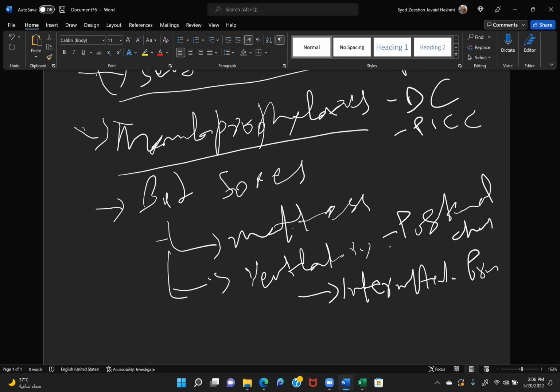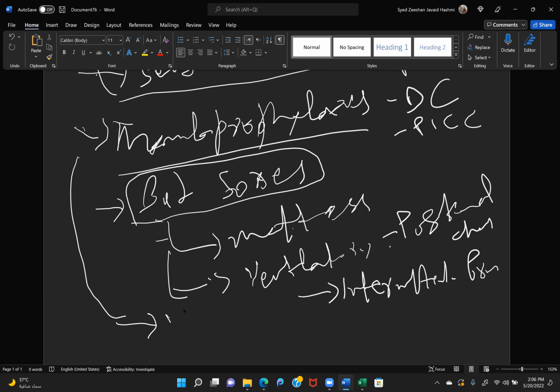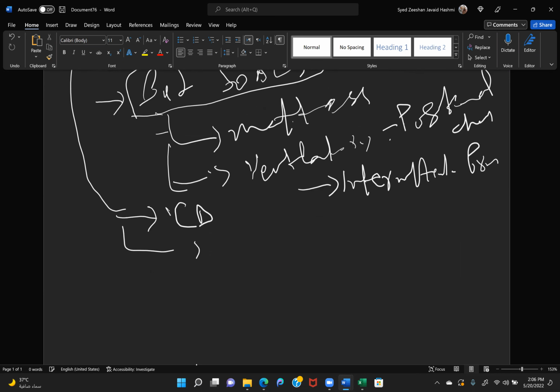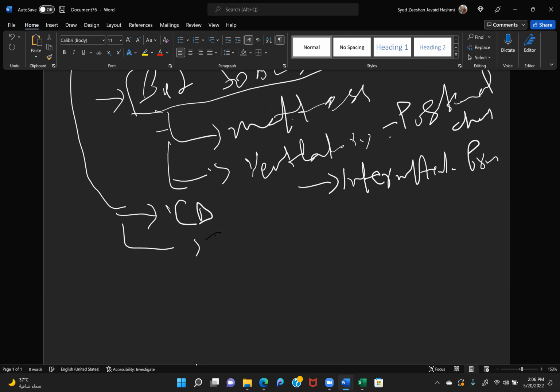And if bed sores are developing, immediate involvement of the respective team to handle them. Bed sores are a big source of problems related to ICU patients. So care of bed sore, mattress, intermittent positional change, and then similarly there will be some compression devices and special dressings, thromboembolic dressings.